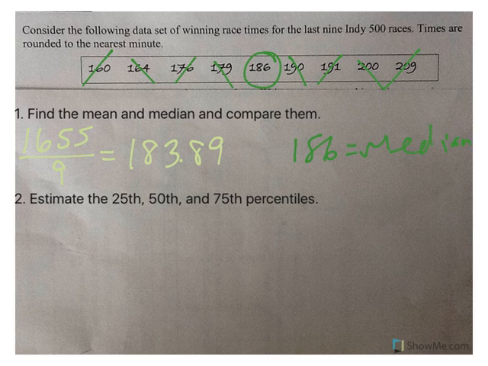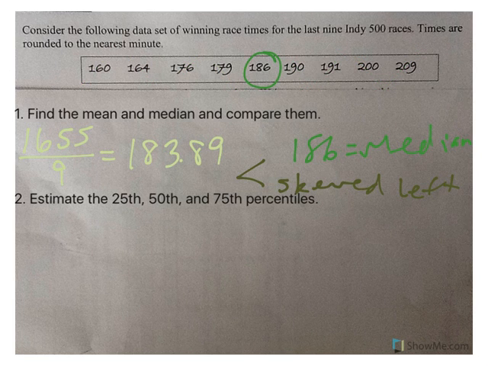Now, in this case, the mean is less than the median, so this data is skewed left. Mean is less, skewed left, right? That's kind of how it works. There's the comparison. Now, in question number 2, it says find the 25th, 50th, and 75th percentiles.